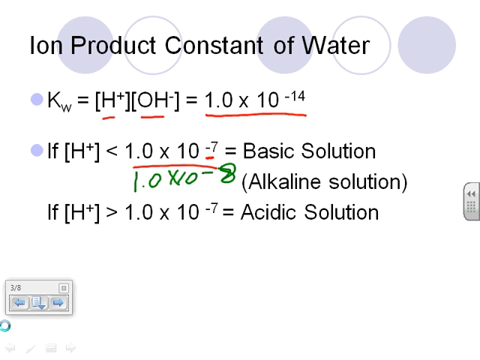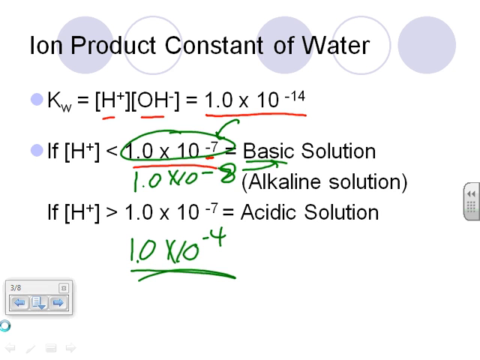So a concentration of 1.0 times 10 to the minus 8th is a basic solution because it's less. It's less than this number because we're looking at the negative exponents. So 1.0 times 10 to the minus 8th, minus 9th, or minus 10th, those are all less than 1.0 times 10 to the minus 7th. So those are going to be basic solutions. Greater than 1.0 times 10 to the minus 7th, 1.0 times 10 to the minus 4th is greater. So that is going to be an acidic solution.